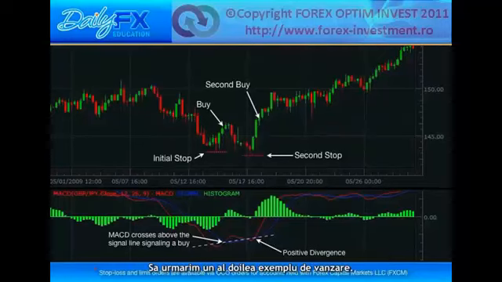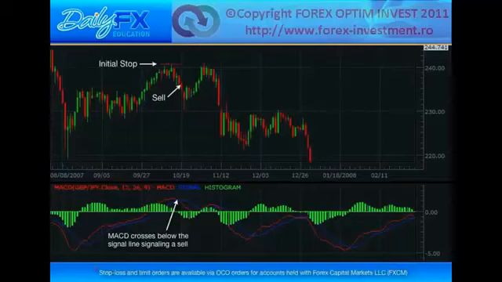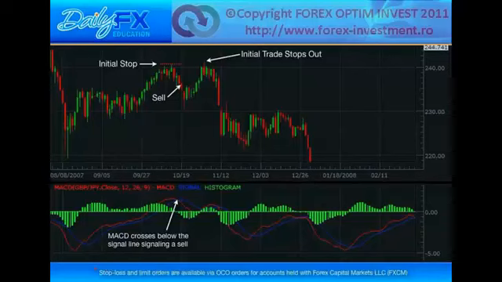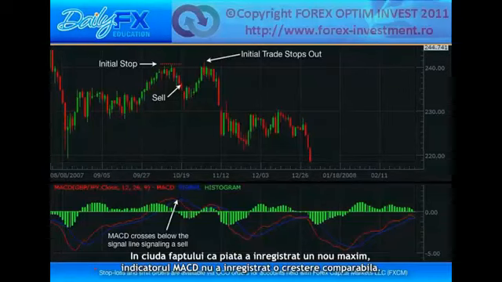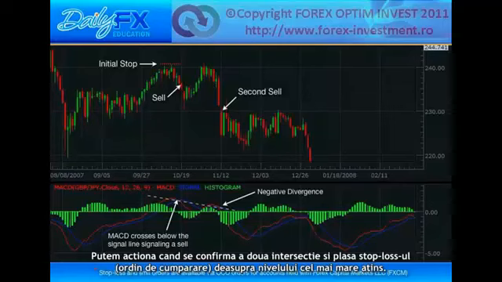Let's now look at a second selling opportunity. The first crossover was confirmed, with the sell being at the open of the next candle. But the market moved up to a new short-term high as buying interest came into the market, stopping out our first trade. Although the market moved up to a new high, the MACD printed a lower high. This is negative divergence and signals an opportunity for us to enter into a second sell position. We can simply enter as the second crossover is confirmed and place our protective buy stop above the higher high.